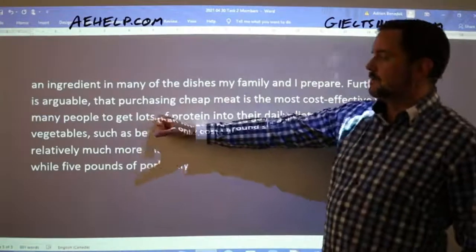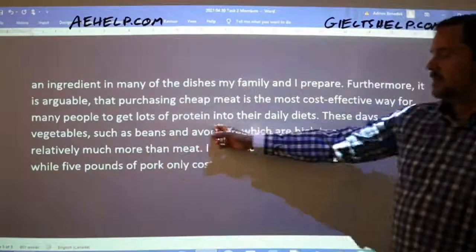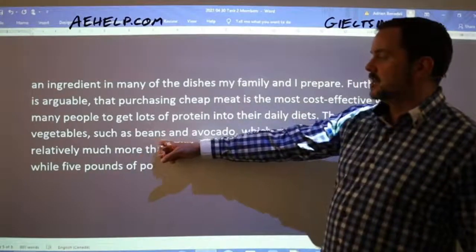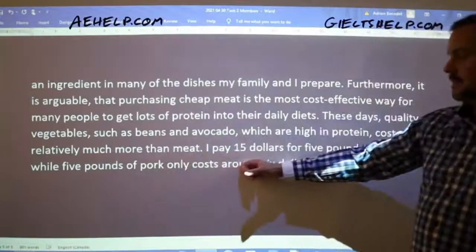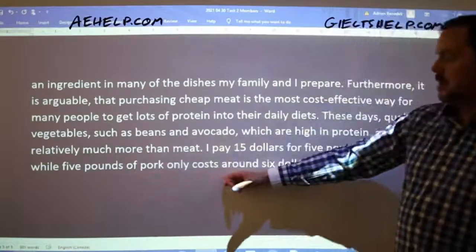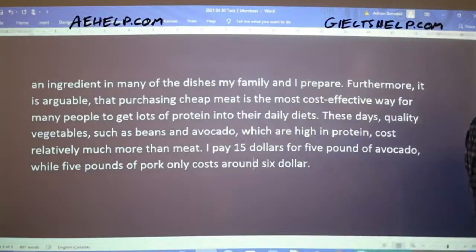Furthermore, it is arguable that purchasing cheap meat is the most cost-effective way for many people to get lots of protein into their daily diets. These days, quality vegetables such as beans and avocado, which are high in protein, cost relatively much more than meat. I pay $15 for 5 pounds of avocado, while 5 pounds of pork only costs me around $6. Okay? To the topic, okay?